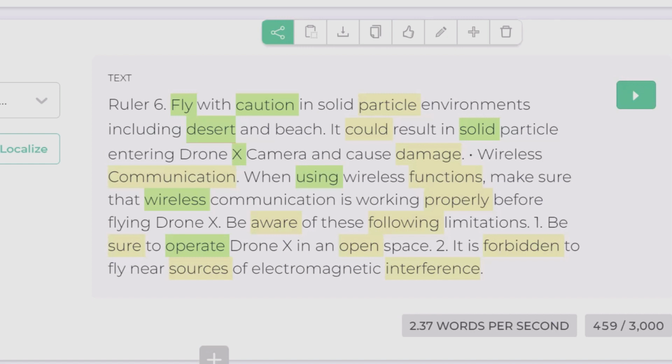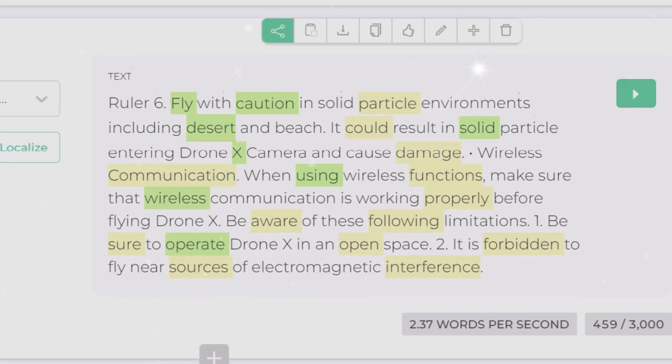Wireless communication. When using wireless functions, make sure that wireless communication is working properly before flying Drone X. Be aware of the following limitations. 1. Be sure to operate Drone X in an open space. 2. It is forbidden to fly near sources of electromagnetic interference.